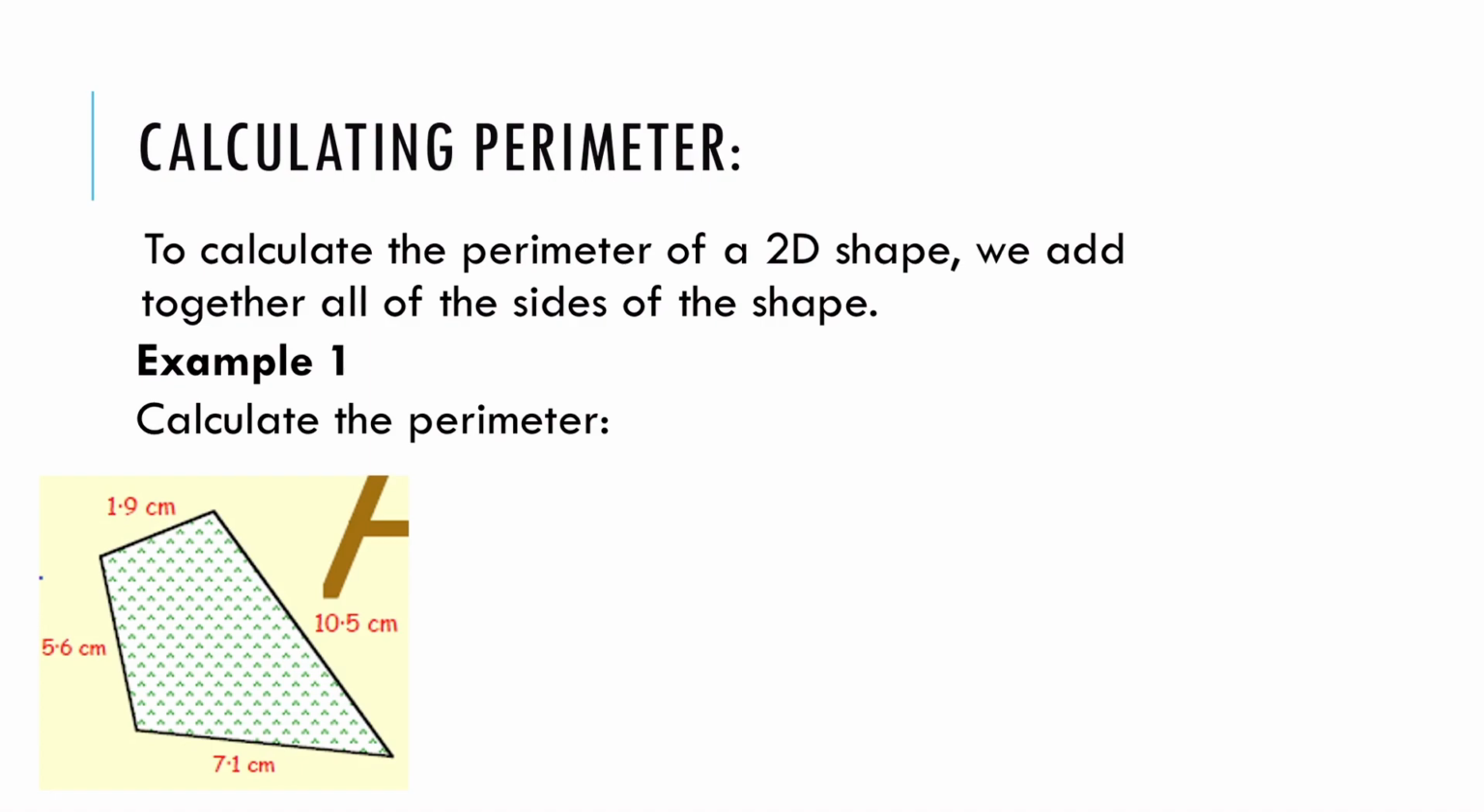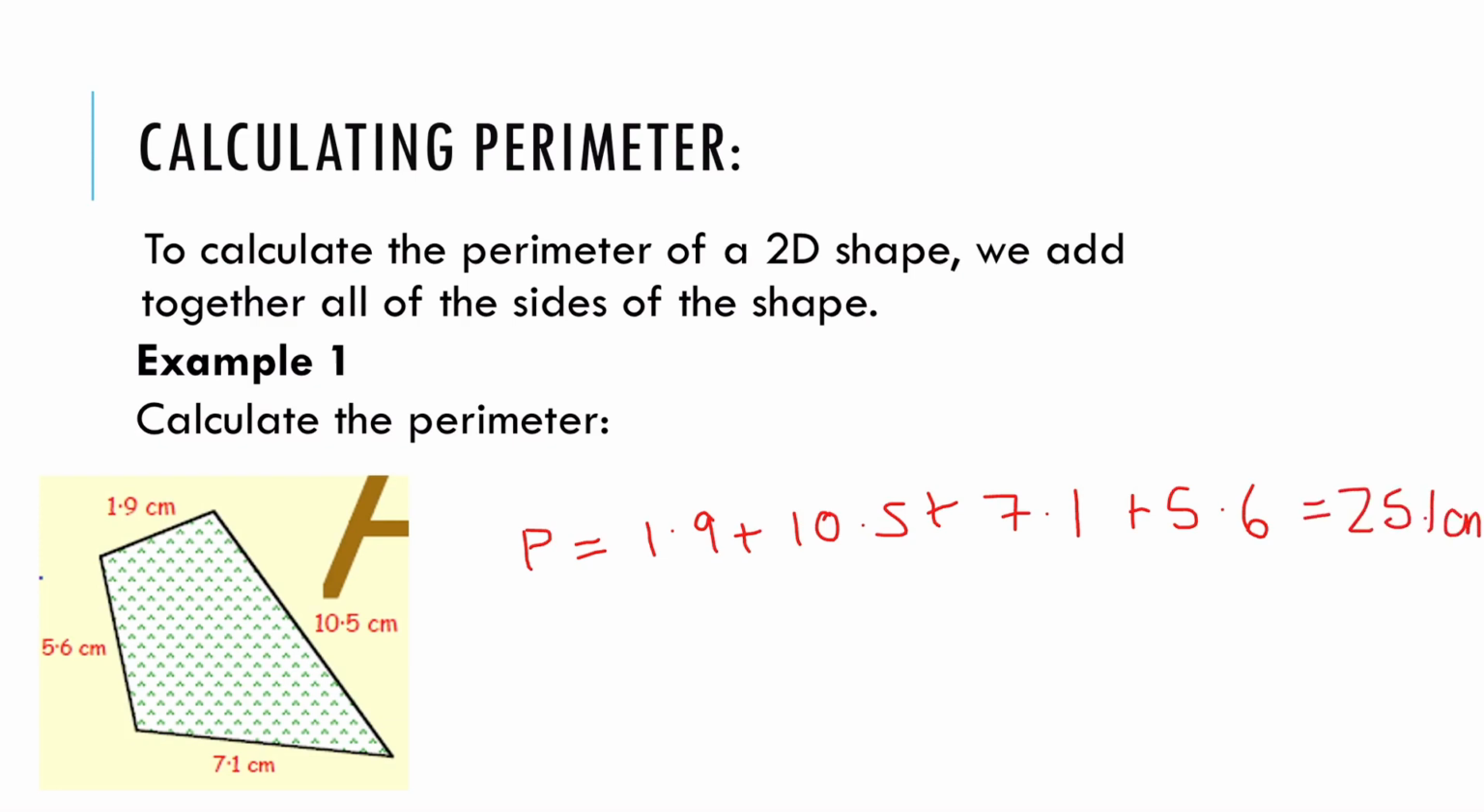So let's look at how we calculate the perimeter of this shape. So it says here to calculate the perimeter of a 2D shape, we add together all the sides of a shape. And we're given all the sides of this shape, so we simply just add them together like so. And that gives me 25.1 centimetres. So in perimeter, we always just measure in units because it's just a measure of length.